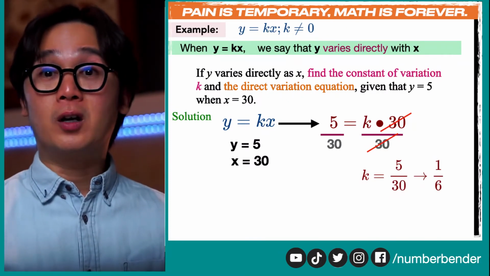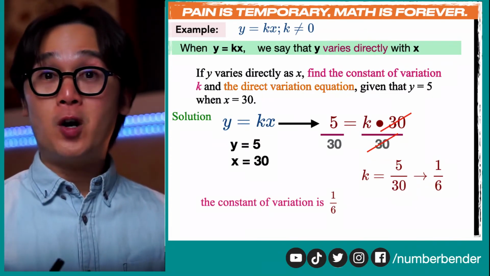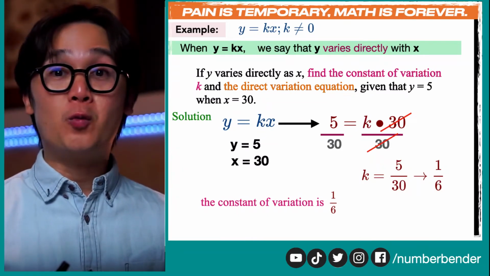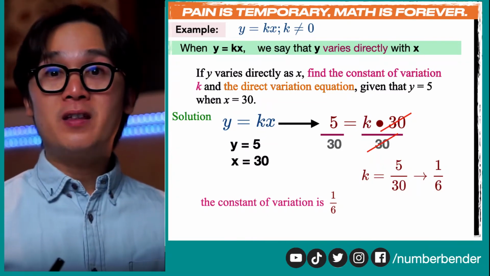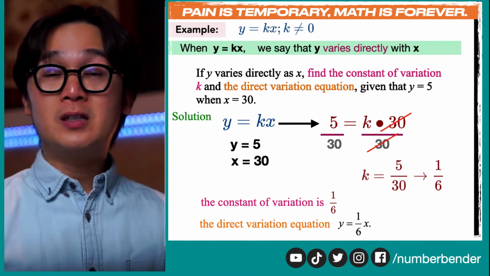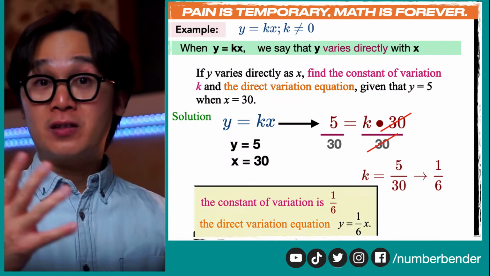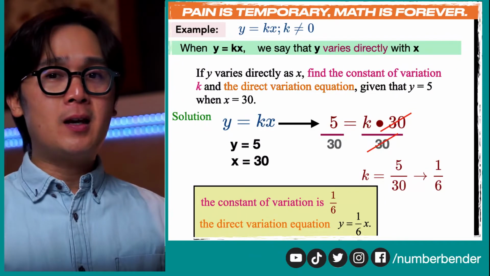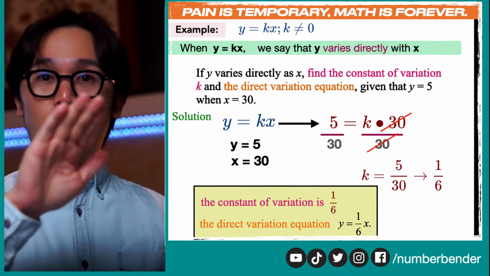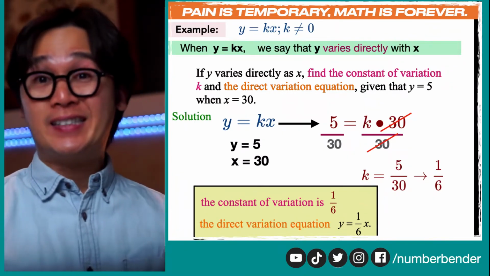And now that we have our k, which is 1 over 6, we're going to be writing out the same formula y is equal to kx, but this time replace k with 1 over 6. So the direct variation equation is simply y equals 1 over 6x. And that is how we answer these two problems. It can be overwhelming at the beginning, but if we are just going to work on each phrase in the word problem, it's actually really simple.